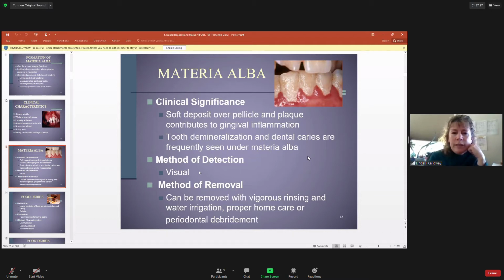So, method of detection: visual. It can be removed with vigorous rinsing and water irrigation and proper home care or periodontal debridement. So it's easily removed. If you can remove something by vigorously swishing, that's pretty easy to remove, because there are very few things in the mouth that you can remove that way.